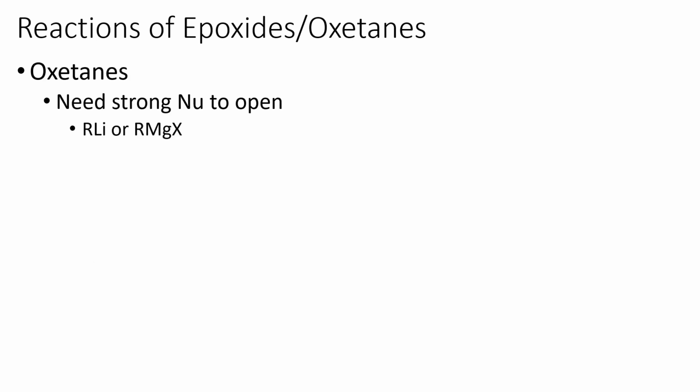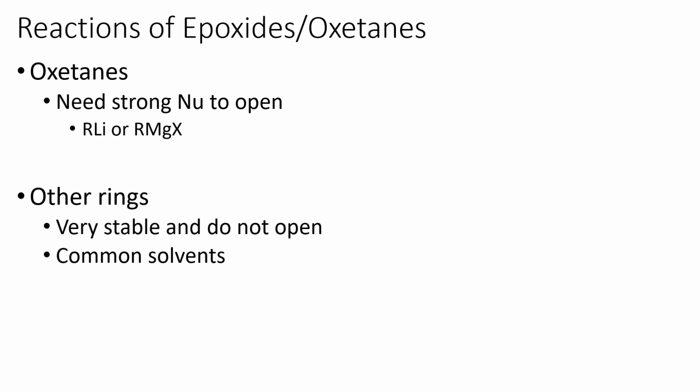So now let's talk a little bit about our oxetanes. Remember, the oxetanes are those 4-membered rings. These need really, really strong nucleophiles in order to open them up. So really the O- would not work. We would need to use one of the organometallics. We would have to use organolithium or the Grignard reagent in order to see the oxetane actually open.